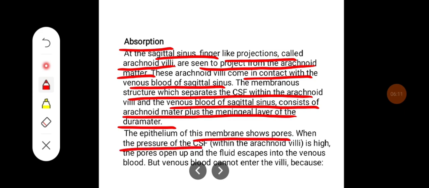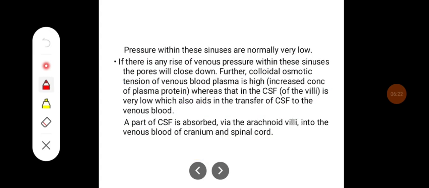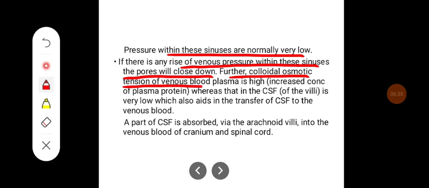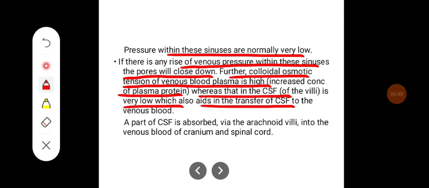When the pressure in the CSF, that is within the arachnoid villi, is high, the pores open up and the fluid escapes into venous blood. But the venous blood cannot enter the villi because pressure within these sinuses is normally very low. If there is any rise in venous pressure within these sinuses, the pores will close down. Further, the colloidal osmotic tension of the venous blood plasma is high, because of the increased concentration of plasma proteins, whereas that in the CSF of the villi is very low, which also aids in the transfer of CSF to the venous blood.